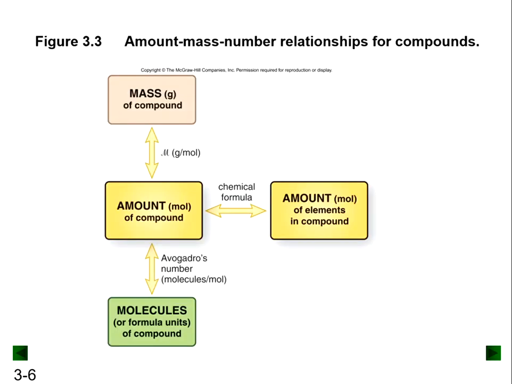This graphic illustrates a lot of the calculations that we've talked about, and this is a very good way to think about amount and mass and number relationships for compounds and the elements within those compounds. So we start in the middle on the left-hand side. The yellow box has amount of compound. That's related to the mass of the compound by the molar mass. And it's related to the number of molecules by Avogadro's number. And the amount of a compound is related to the amount of the elements in the compound via the formula that you have for that compound.